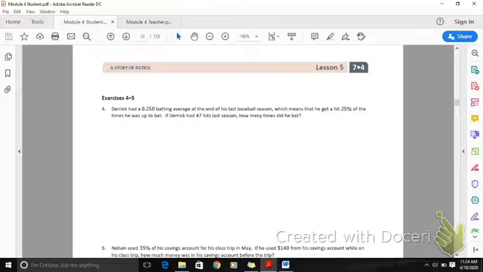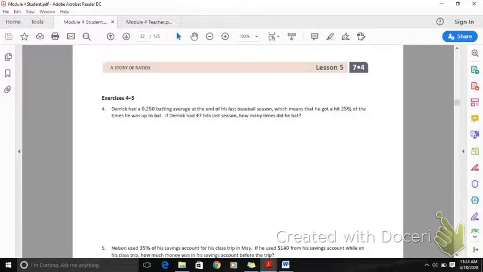So we're going to look at this problem. It says Derek has a .250 batting average at the end of his last baseball season, which means he got a hit 25% of the times he went to bat. If Derek has 47 hits this season, how many times did he bat?